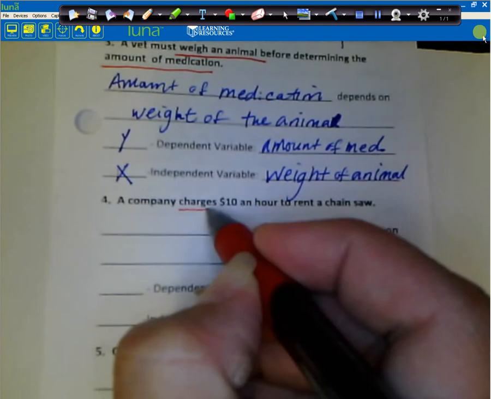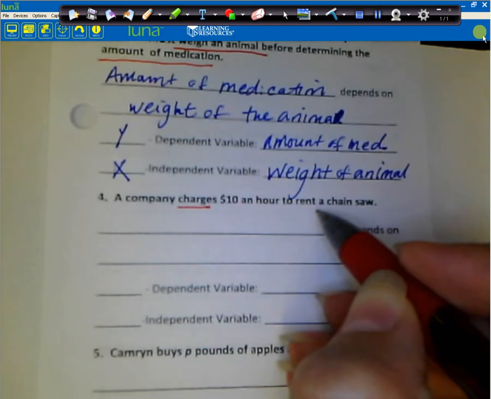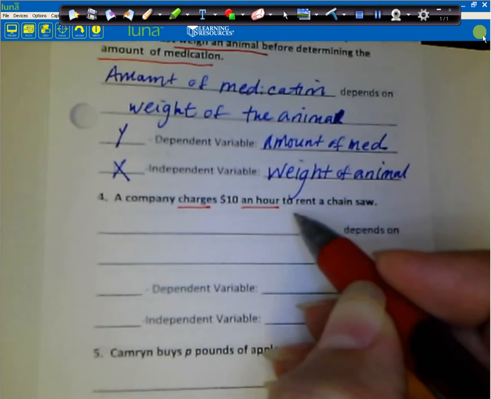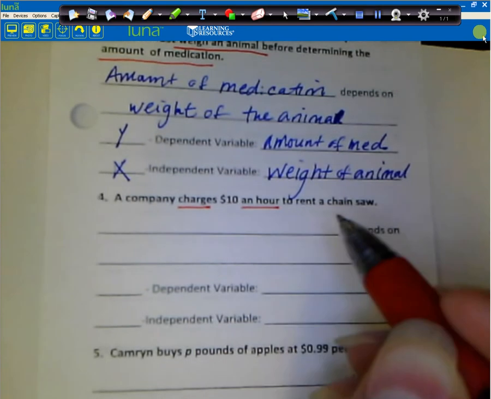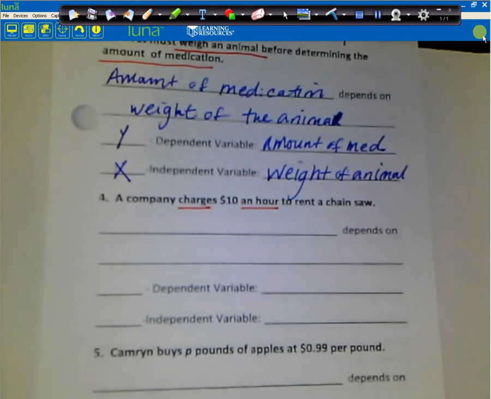Charges per hour. So we're going to find out how much it costs. If we wanted to find out how much it would cost to rent the chainsaw, we know how much it costs per hour, but we don't know how many hours the chainsaw is going to be used for, and we don't know what the ultimate final cost is going to be.